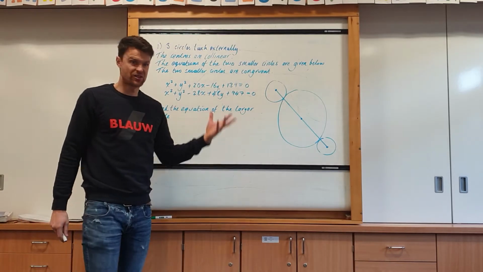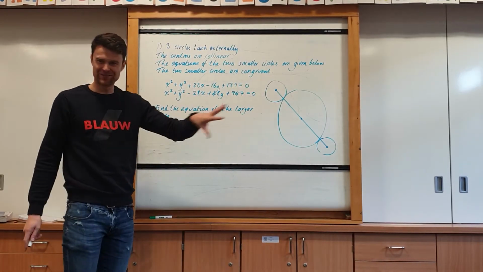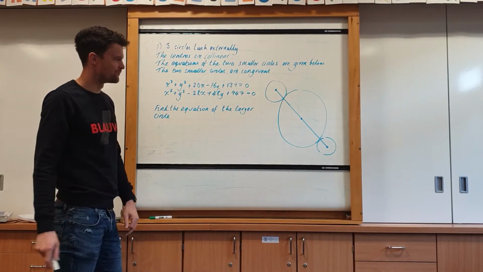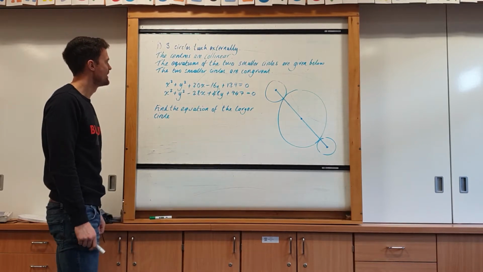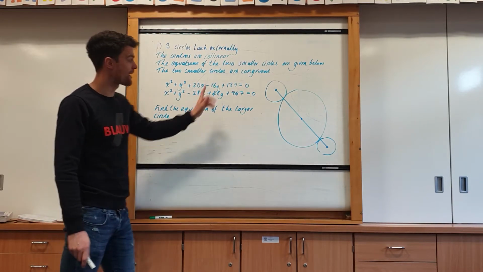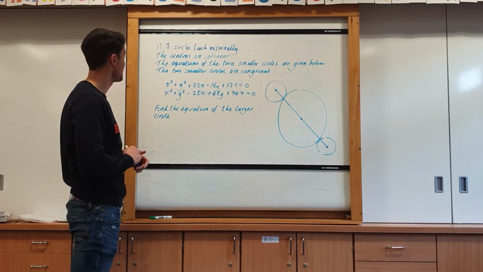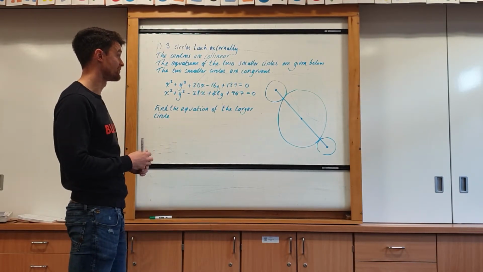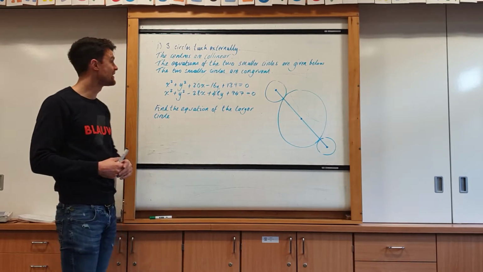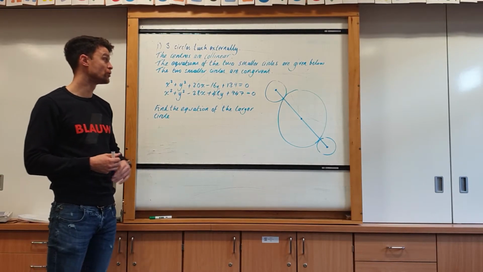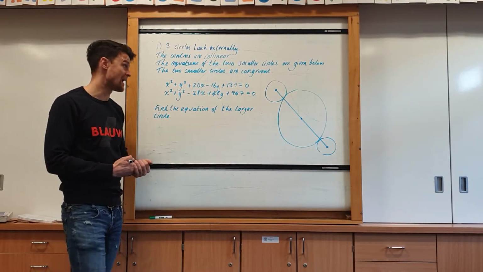And it is just a sketch, so you're just going to have to imagine that those are perfect circles and not ovals as some of them look like. The centres are linear. All that means is the 3 centres lie on the same line. The equations of the 2 smaller circles are given below, so that's these 2 here. And the 2 smaller circles are congruent, and all that means is they are the same size.